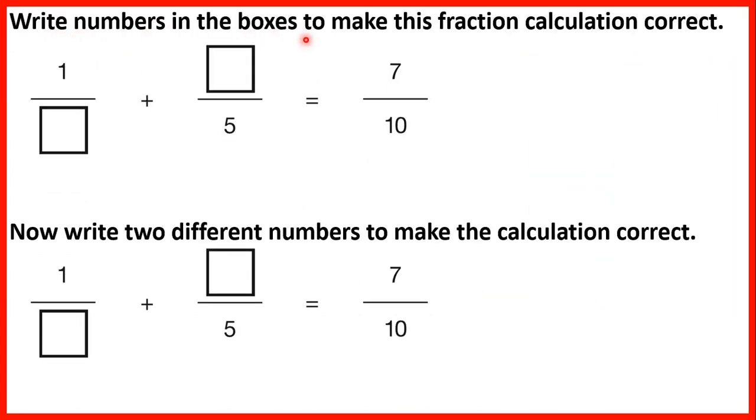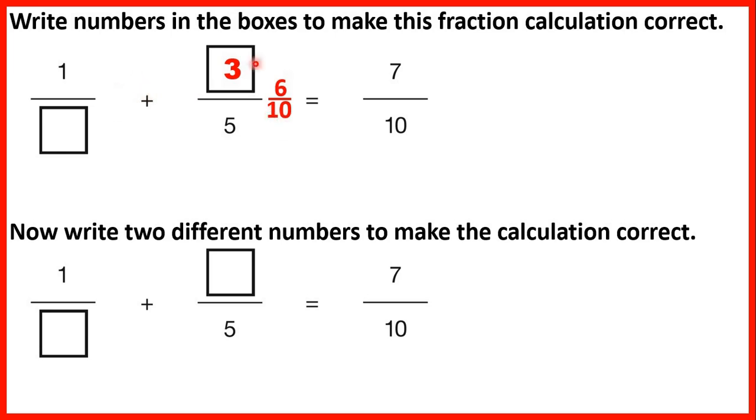Write numbers in the boxes to make this fraction calculation correct. So we have a fraction with a numerator of 1, a fraction with a denominator of 5, and then an answer of 7/10. So if we have 3 as our numerator, so 3/5 as this fraction, we know that 3/5 is the same as 6/10. 3 times 2 is 6, 5 times 2 is 10.